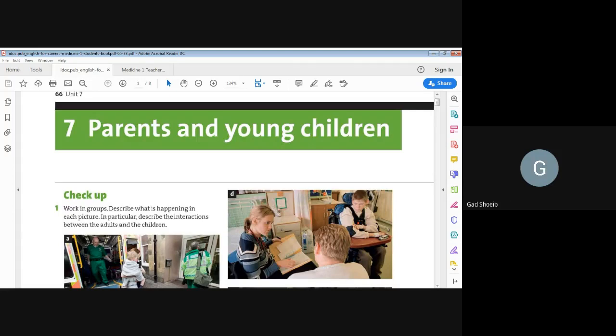Emergency room. So how many people can you see in the picture? Thank you, Muhammad. That's enough for you. Thank you, my friend. How many people can you see? Another one. How many people can you see in this picture? Four. Yes, four. Okay. What about the first one and the last one? What do you think? What are their occupations? What are their jobs? What do they do?